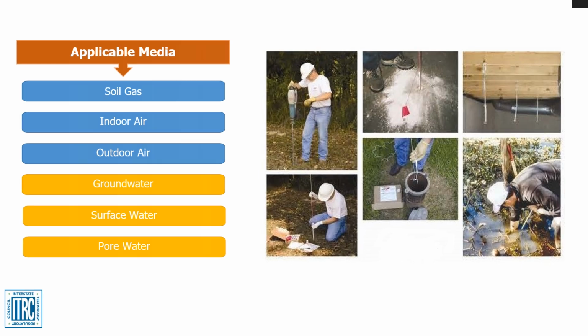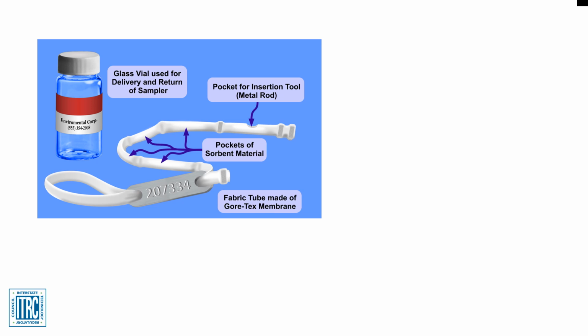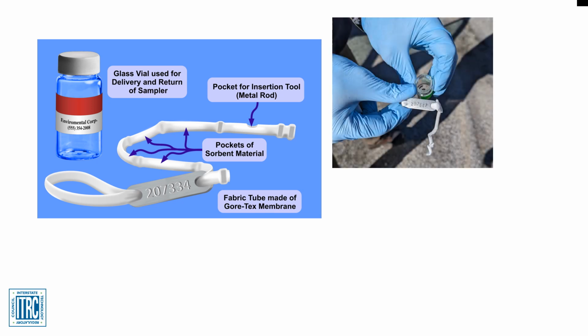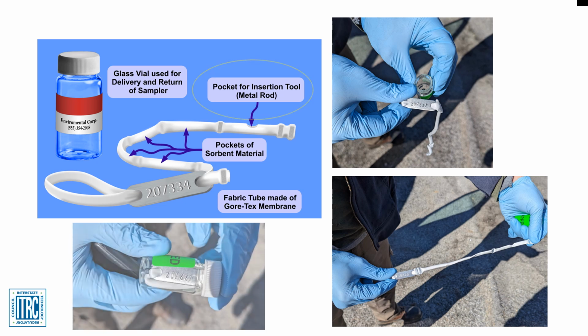pore water. The AGI sampler is approximately 1/4 inch in diameter and 13 inches long, and consists of a polytetrafluoroethylene membrane tube that surrounds 4 interconnected sorber pockets that contain engineered sorbent material. The membrane is microporous, expandable, and relatively chemically inert. Each sorber pocket is approximately 1 inch long and 1/10 of an inch in diameter.